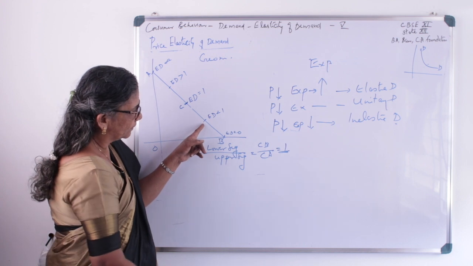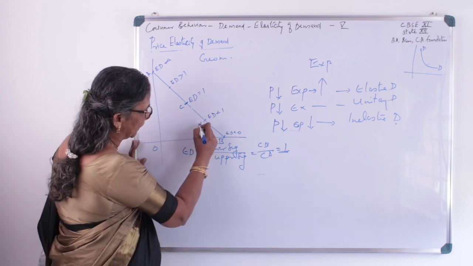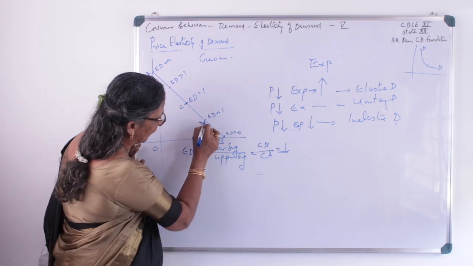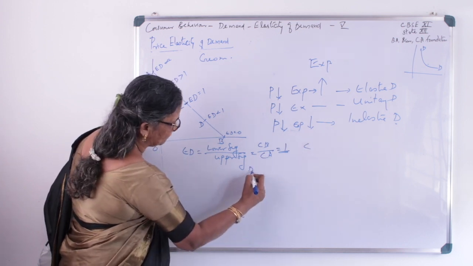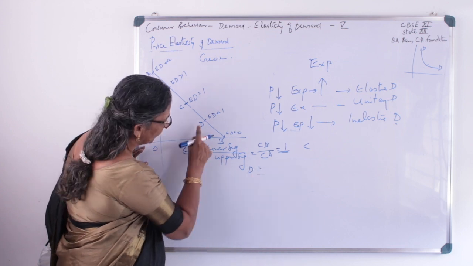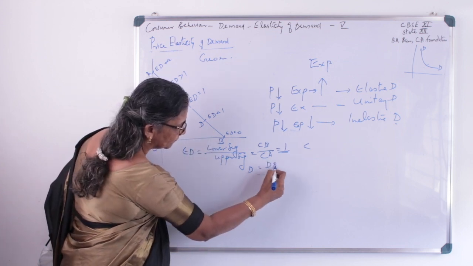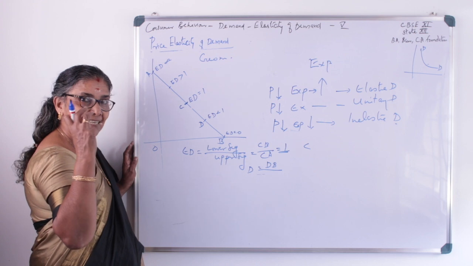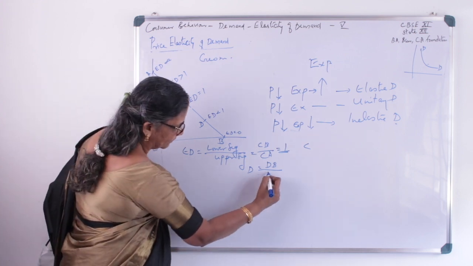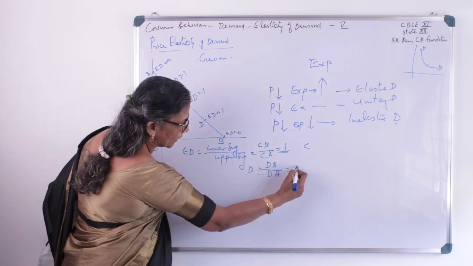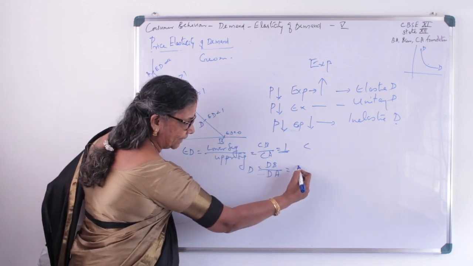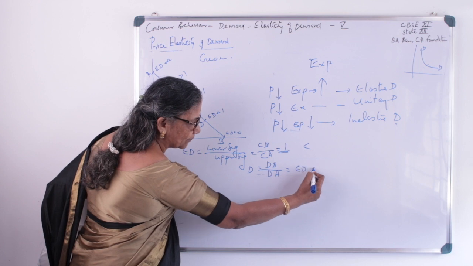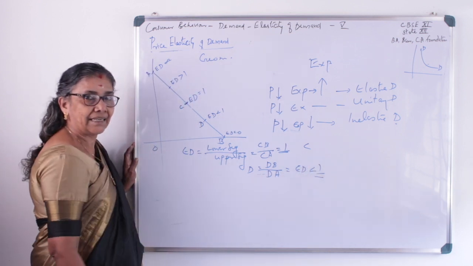And here this is a lower portion. Here at point D, so this is a point at C. Then at point D, DB is the lesser amount, divided by DA. You will get a point like that, maybe less than 1. Elasticity of demand, you will get the answer less than 1.